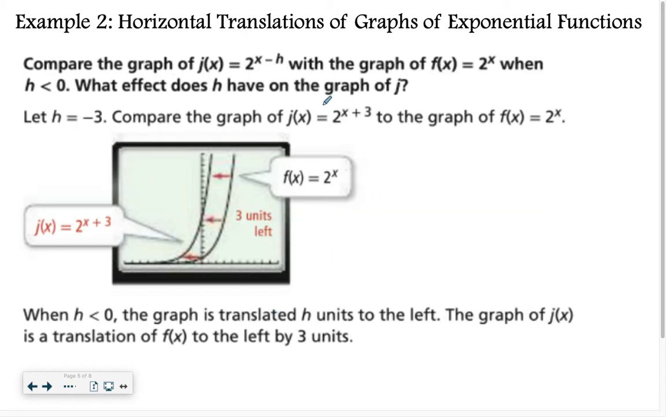However, if you have h is less than 0, so h is a negative number, that's when it moves to the left. Okay, this page just says that same thing. But notice for exponential functions, your h value goes up in the exponent. So up in the exponent, that's what's going to move your graph left and right this time. In chapter 5, it was inside absolute value or inside your step functions. Now it's up in the exponent, moves it left and right.